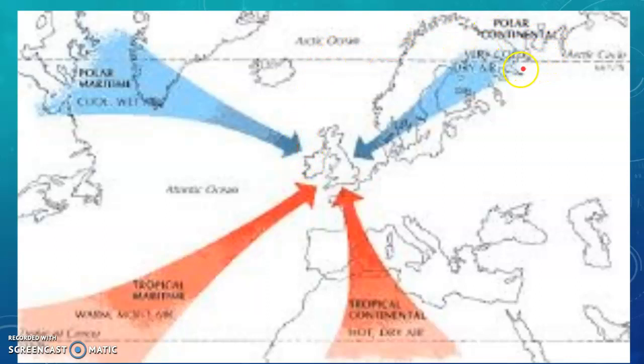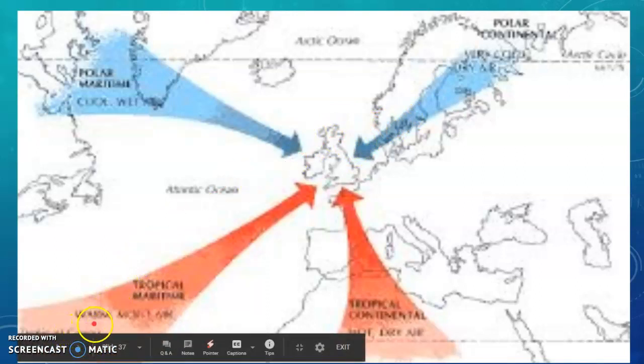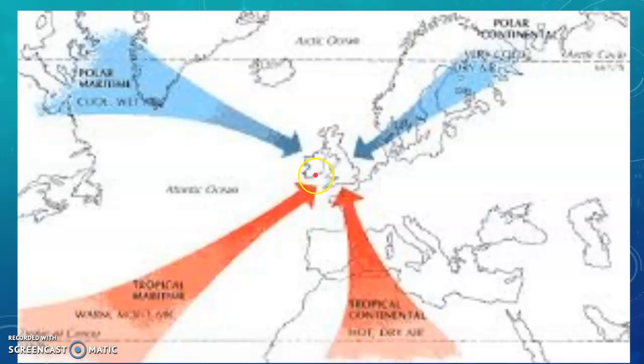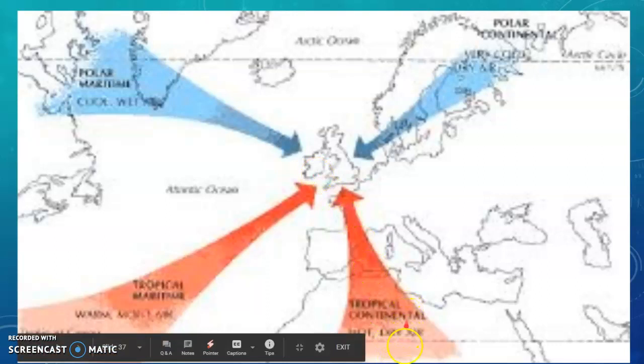We have polar continental, which is coming down from this direction. It's coming across Europe, so it's usually drier and cold. We have tropical maritime. This is usually where our weather is coming from. So it's warm or it's mild and usually quite wet as well. And then we have our tropical continental, where we have air coming up from the Sahara Desert down here. So it's usually hot and usually kind of dry air. So it's the type of weather that you like to see turning up in summertime.